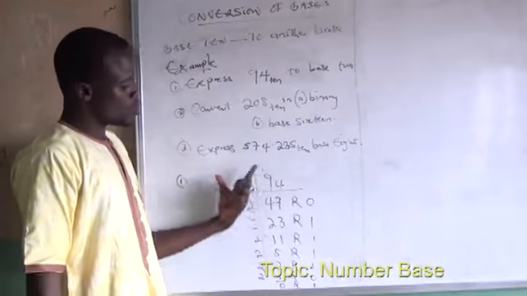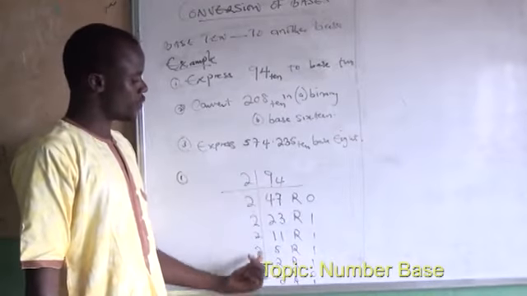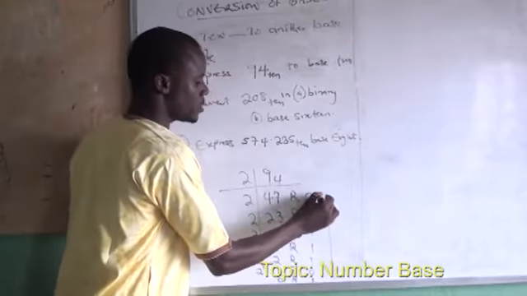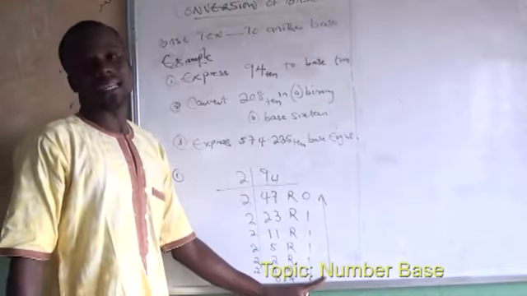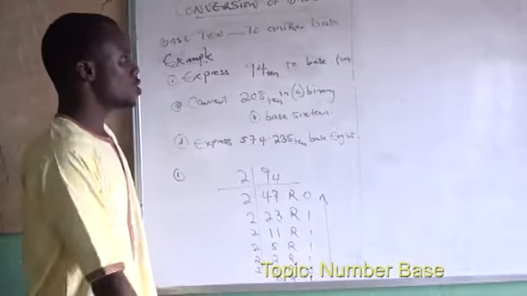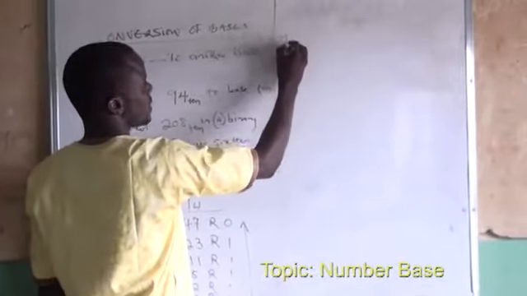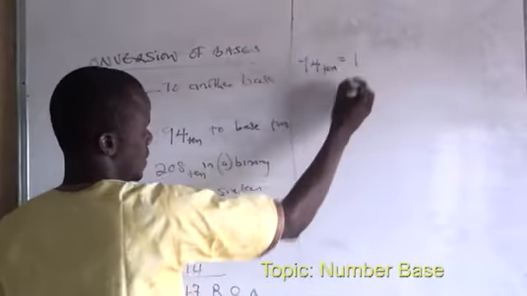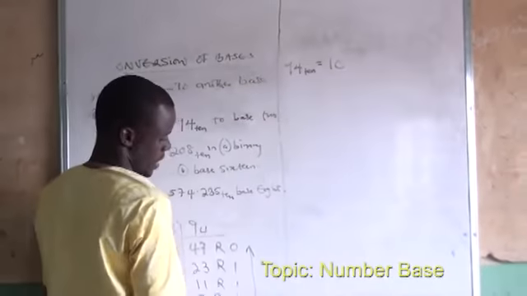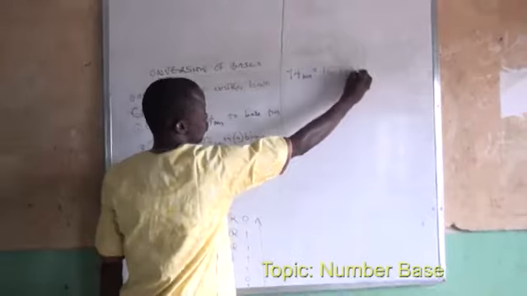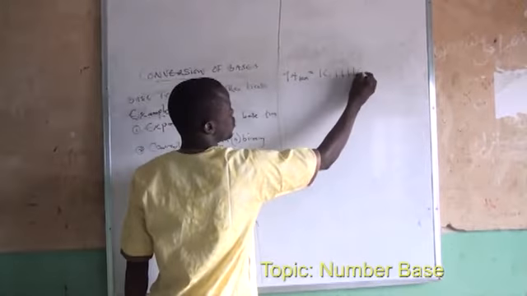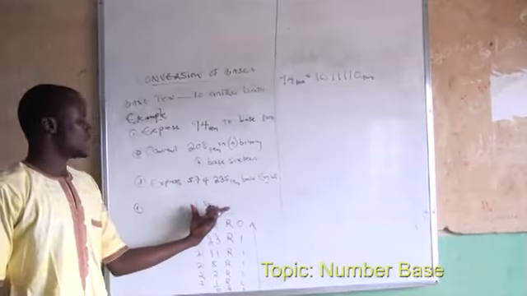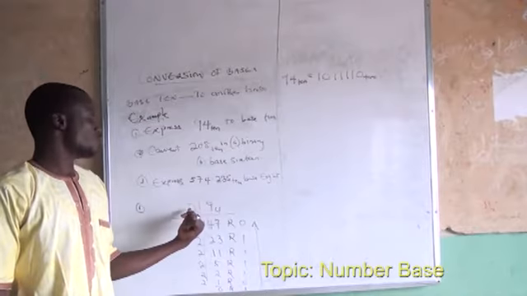So all in all, this is the conversion of 94 from base 10 to base 2. When you come to take the solution, you have to take the numbers from down to up. So we write 94 base 10 is equal to 1, 0, 1, 1, 1, 1, 0, base 2. This is how to convert 94 in base 10 to base 2.